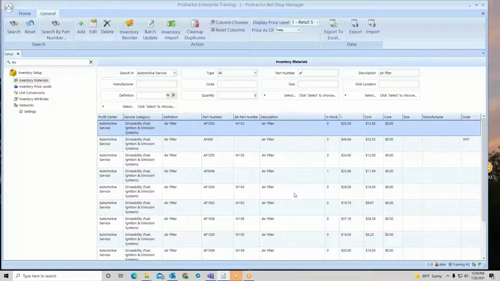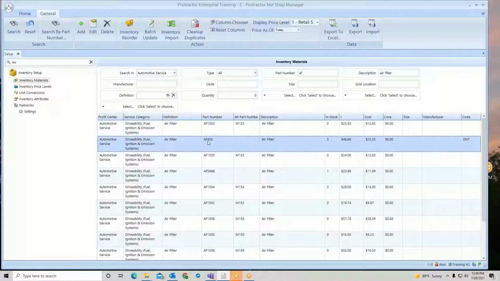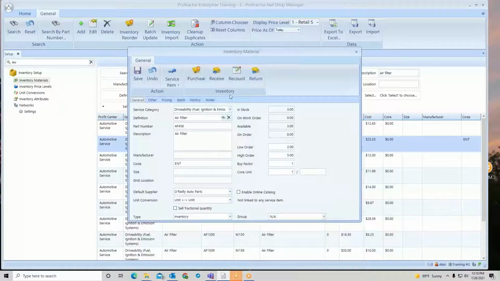Now what happens in here is sometimes your inventory counts get off. For example, here I have this AF456. I showed I have 3 in stock. Well, what if I don't have 3 in stock? I want to change this count so I have an accurate count. So if I open this up by double clicking, then I can go in here and recount.